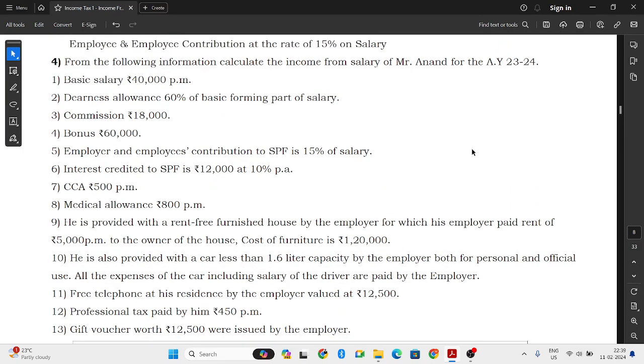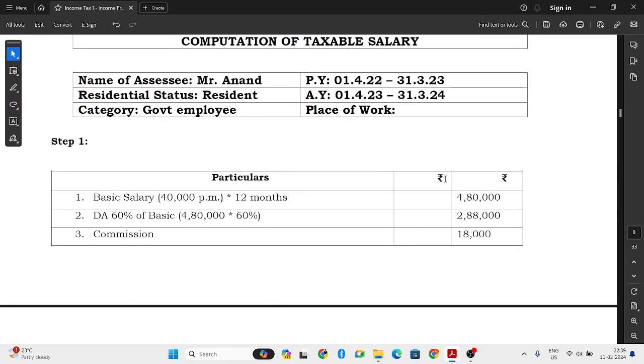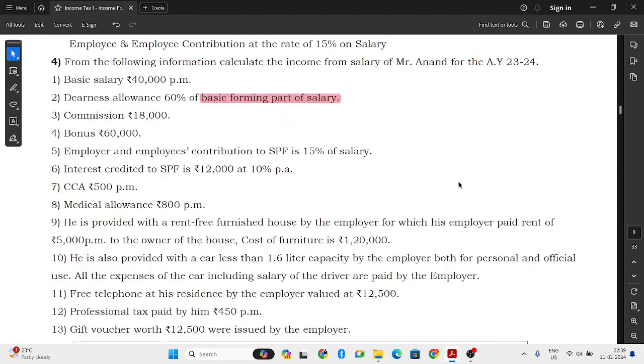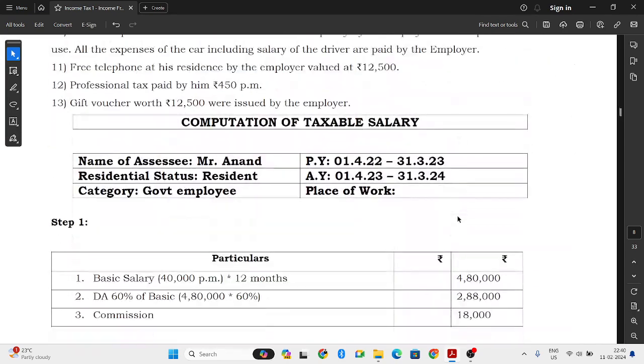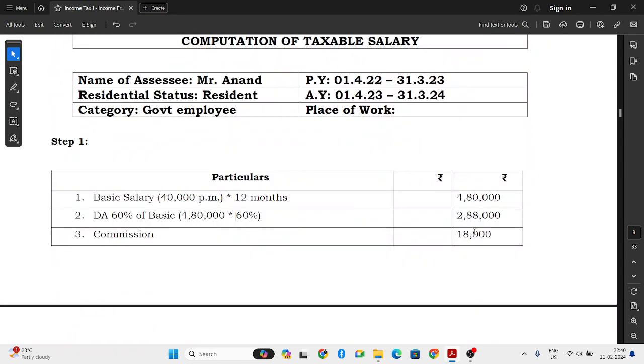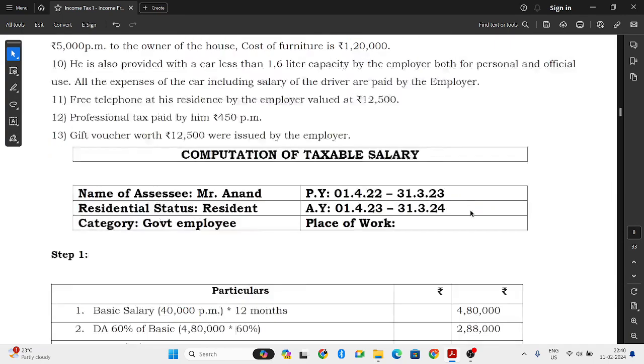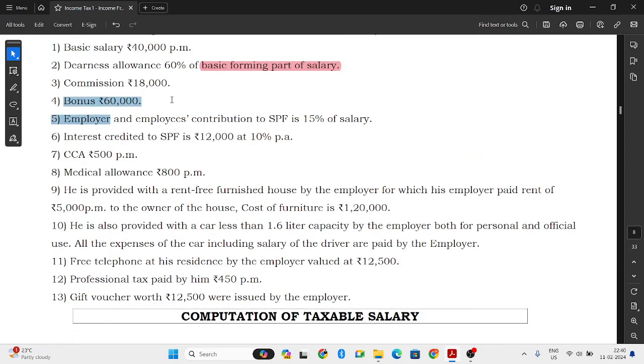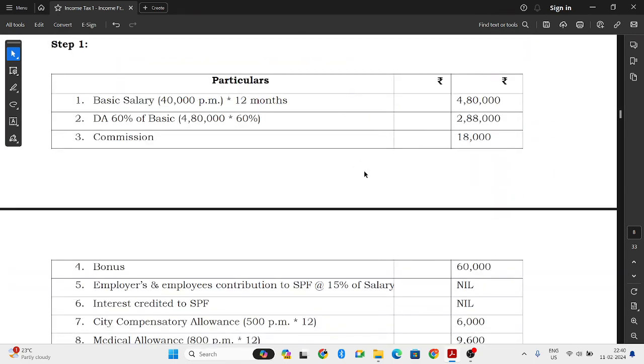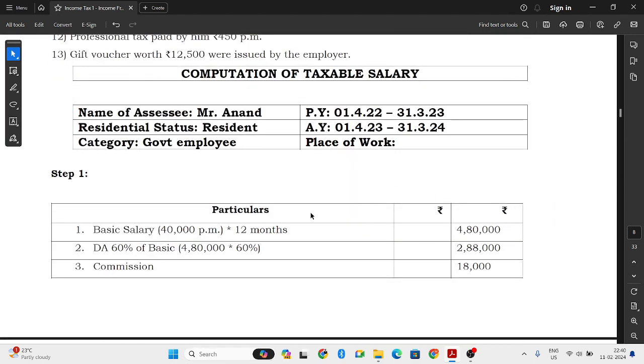Next, DA allowance, it is 60% of the basic, forming part of salary. This word is very important, forming part of salary. So it is 60% of the basic salary. Basic salary is 4,80,000. 60% of that is the DA allowance, so it is 2,88,000. Next, commission he has got, that is 18,000. Next, bonus he has received, 60,000.